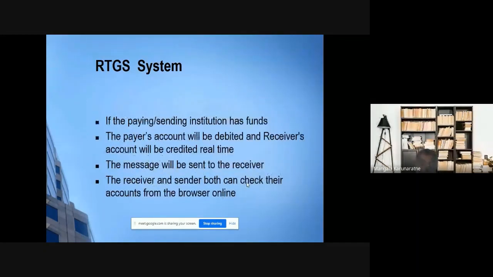So if the paying and sending institution has funds, the RTGS will get settled, and the payer's account will be debited and the receiver's account will be credited in real time. The message will be sent to the receiver. All these were there in that diagram. The receiver and the sender both can check their accounts from the browser online, right?